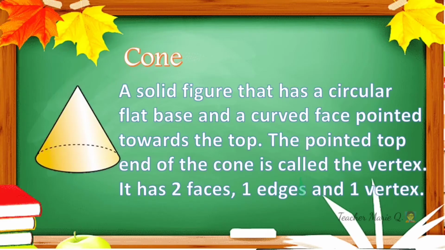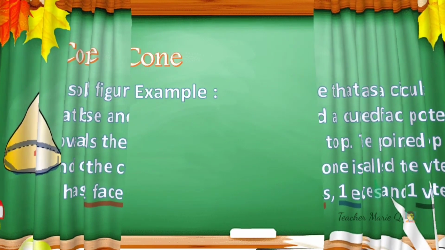Let's count the two faces. We have 1, 2. One edge. Let's count. 1. And one vertex. What are the examples of cone?